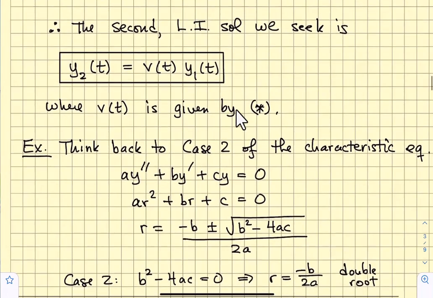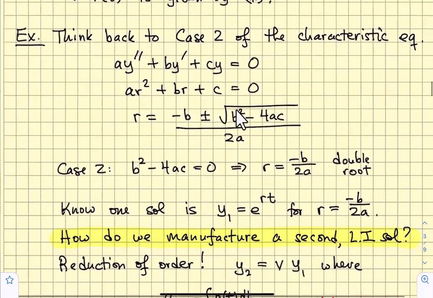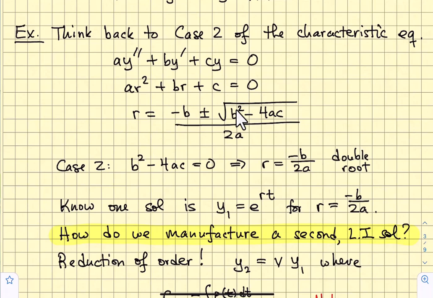Okay, so now how might we apply this? Well, think back to when we were doing case 2 of the characteristic equation for the constant coefficient homogeneous situation. So we had ay double prime plus by prime plus cy equals 0, and we would write down the characteristic equation, find the roots of the characteristic equation, and then we broke this down into either a case 1, a case 2, or a case 3. Let's focus on case 2 because I owe you an explanation for something we did back in the notes in case 2. If you remember, case 2 was when the discriminant of this quadratic was 0.